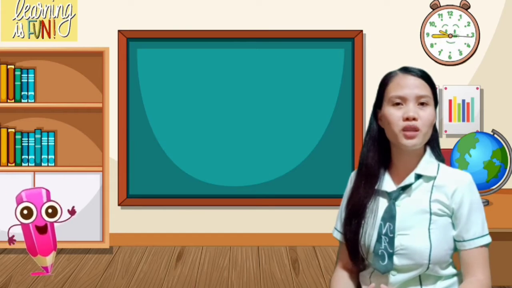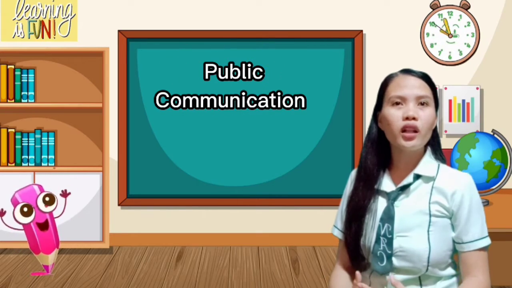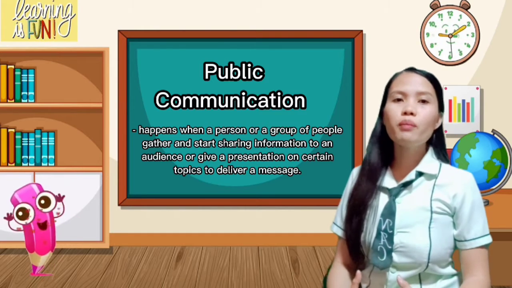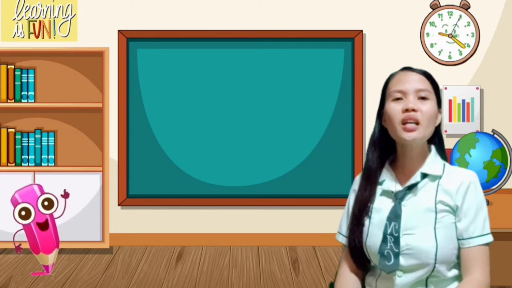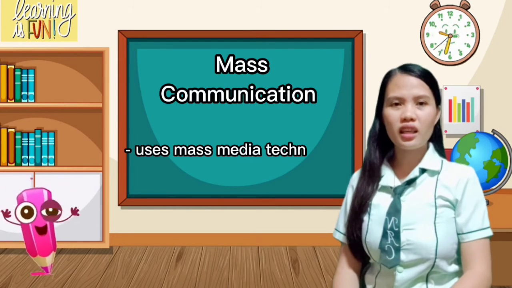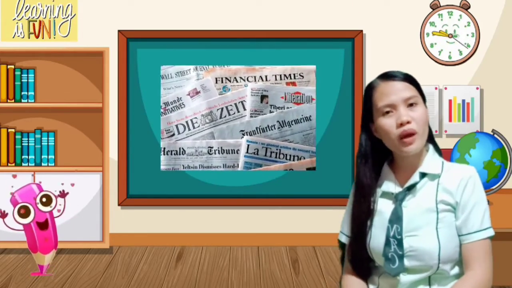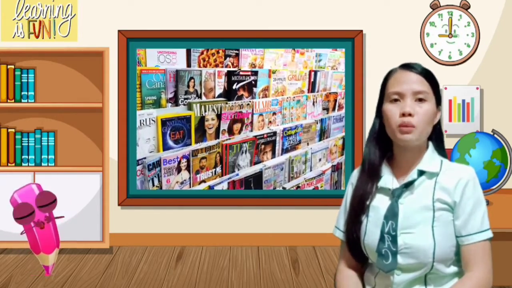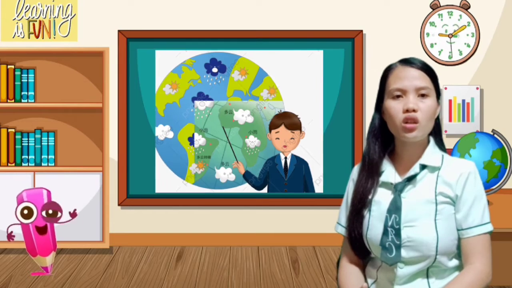And the third type of speech context is? Yes, the public communication. For example, a speaker speaks in front of many people using the microphone or the megaphone. And the fourth type of speech context is the mass communication. Mass communication uses mass media technology. This communication includes television, social media platforms, newspapers, and even magazines. This type of communication reaches millions of people. For example, a weather forecaster informs the audiences about the location of the typhoon.